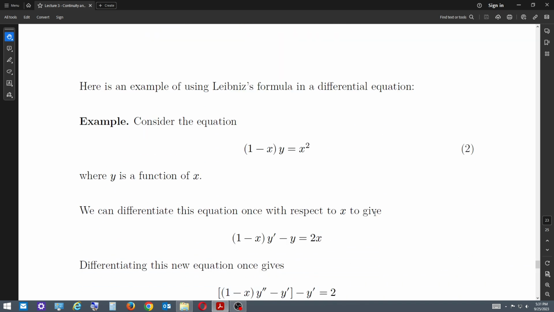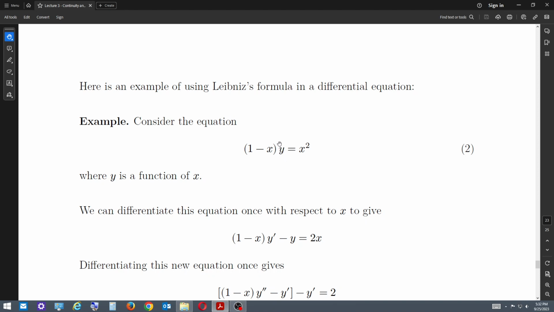Alright, so one last thing you need to know about Leibniz's formula is how to use it in differential equations. Now, a differential equation is just an equation involving derivatives. So let's see what we can do with that. Consider this equation here: (1 minus x) times y is equal to x squared. y is some function of x.